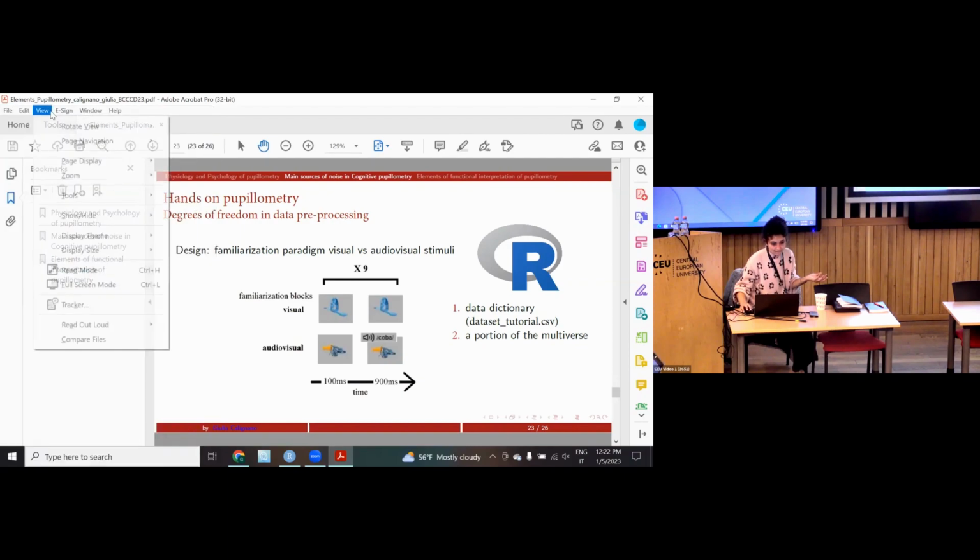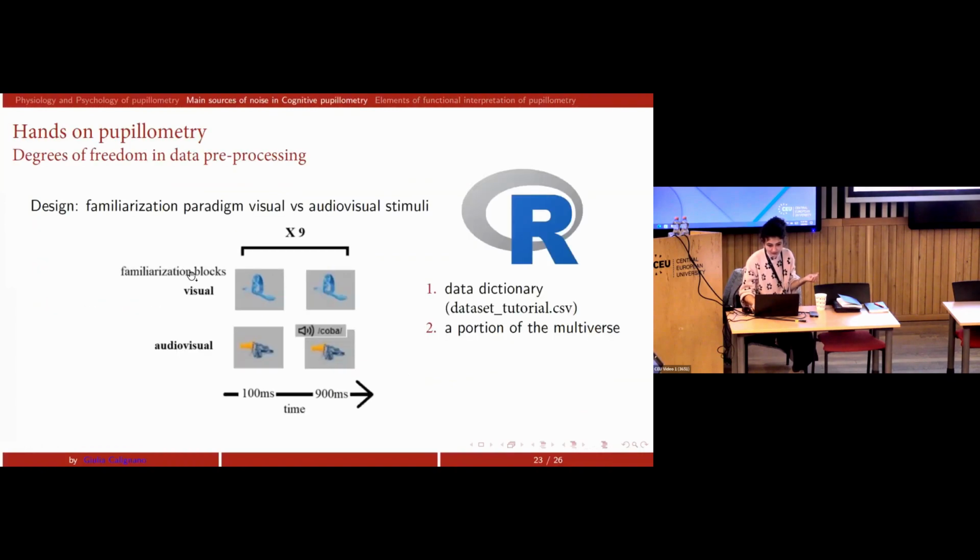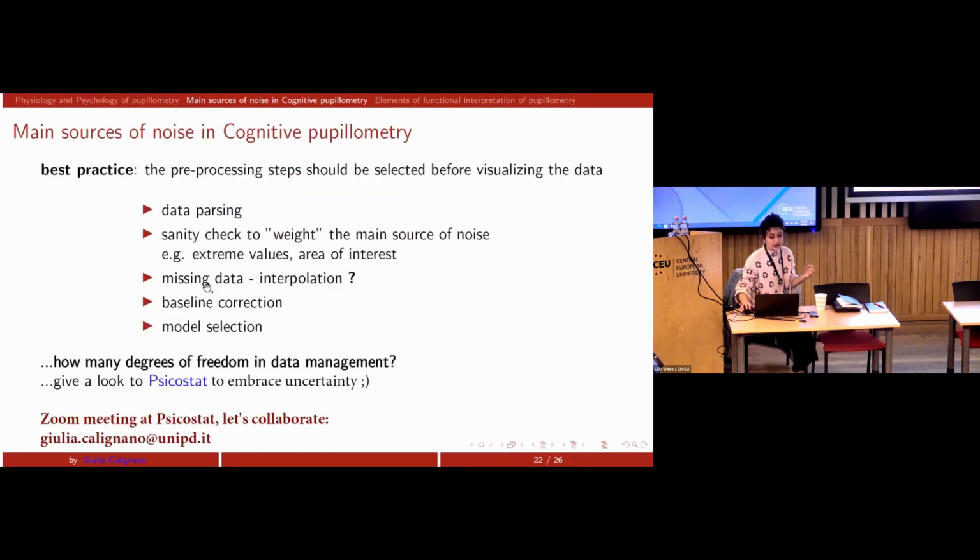Okay, so time is running out. We have just 10 minutes left, unfortunately. So just to sum up and to close this beautiful moment: you see, there are many sources of noise at the design level, at the preprocessing level, and also at the modeling level. So we have 3 levels of uncertainty that we should face if we want to say this effect exists, or is likely to exist.